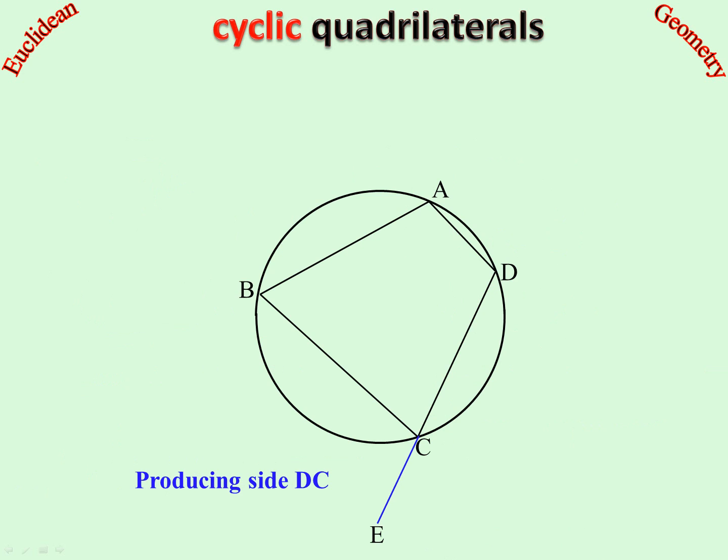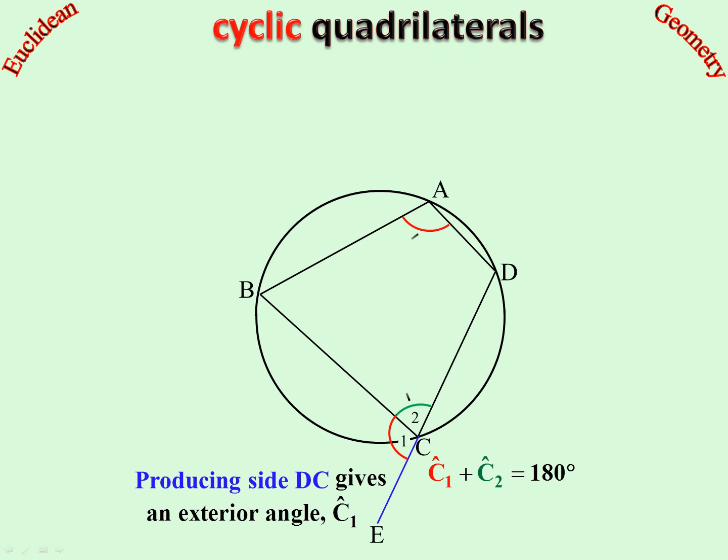Let's do a bit more manipulation of the cyclic quad. I've just produced the sides, DC to E. You remember that when you produce a side, you form what we call an exterior angle. Now, C1 plus C2 is 180 degrees, adjacent angle straight line. But A plus C2 equals 180 degrees, opposite angle cyclic quad.